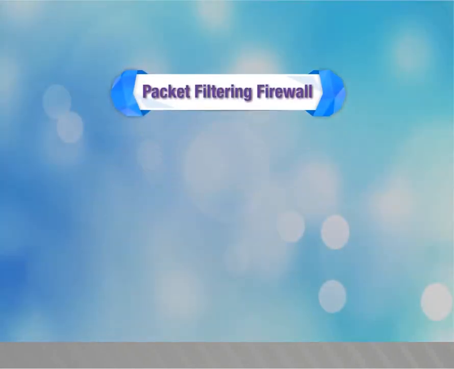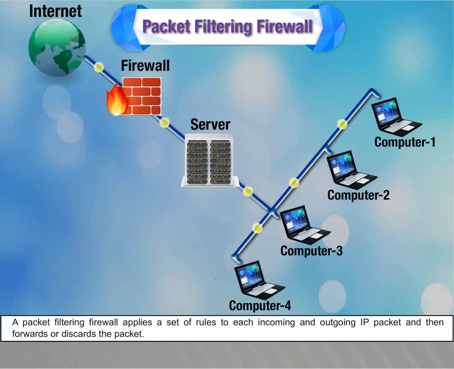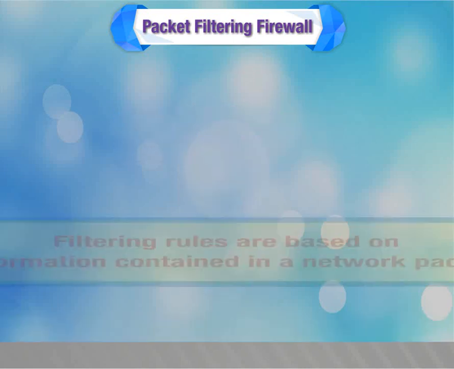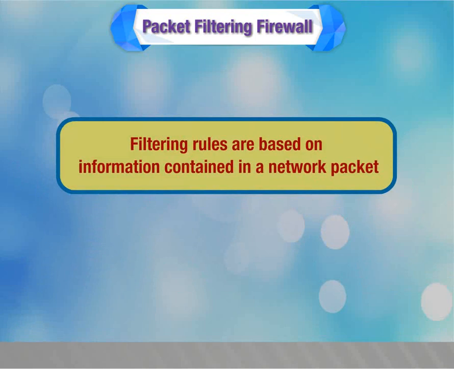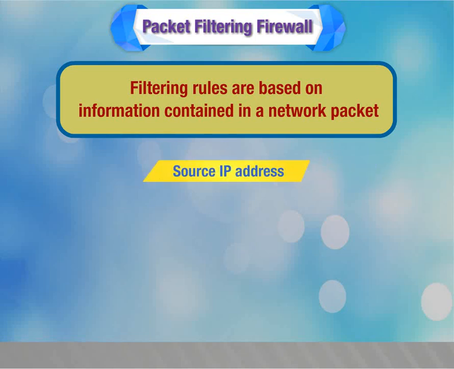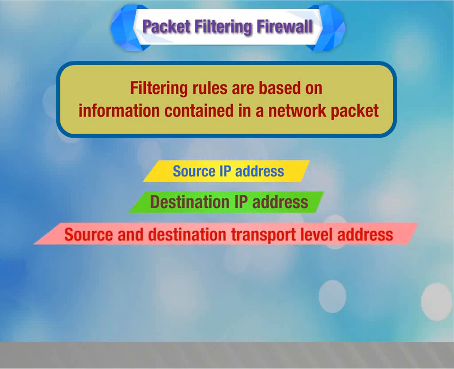Packet filtering firewall. A packet filtering firewall applies a set of rules to each incoming and outgoing IP packet and then forwards or discards the packet. The firewall is typically configured to filter packets going in both directions, from and to the internal network. Filtering rules are based on information contained in a network packet: source IP address, destination IP address, source and destination transport level address, IP protocol field, interface.